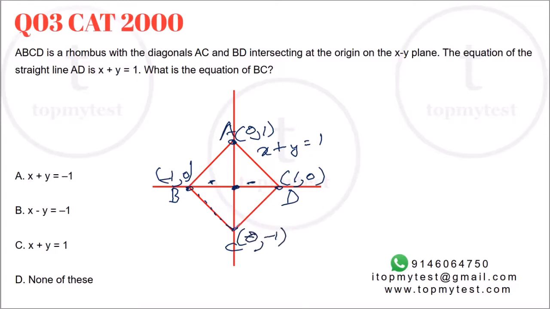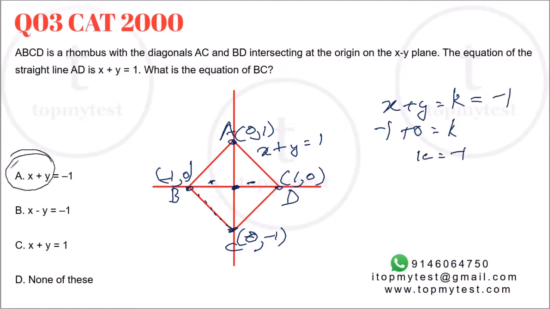Right. So the equation of the line BC has to satisfy both these points. And it is parallel to x plus y is equal to 1. So it should be of the form x plus y is equal to k. Now if you substitute minus 1, 0 in it, minus 1 plus 0 is equal to k. K should be equal to minus 1. So the equation is x plus y is equal to minus 1. Option A is your correct choice. In an exam situation, about 1.5 minutes max to solve this.